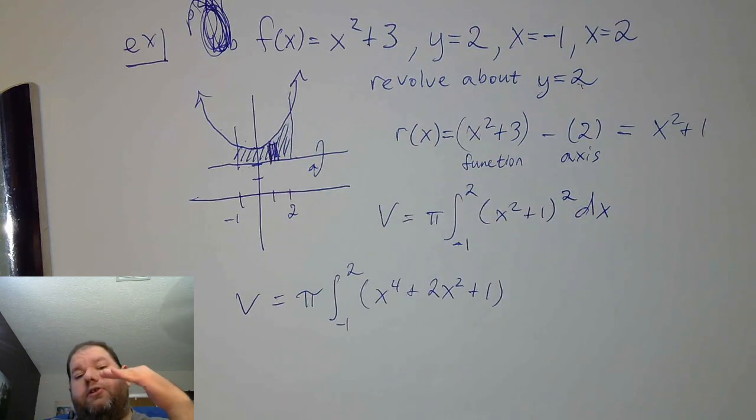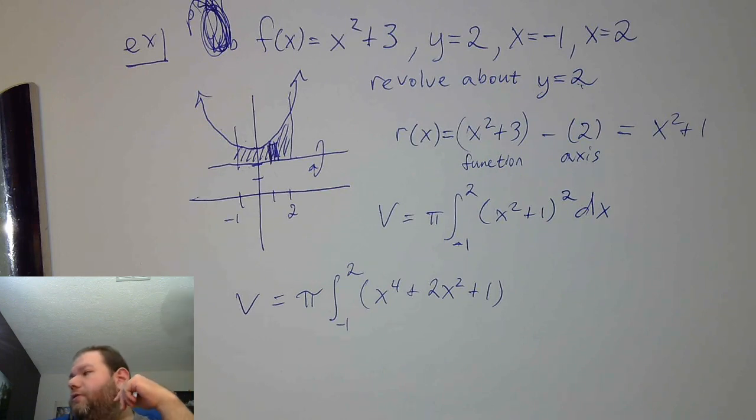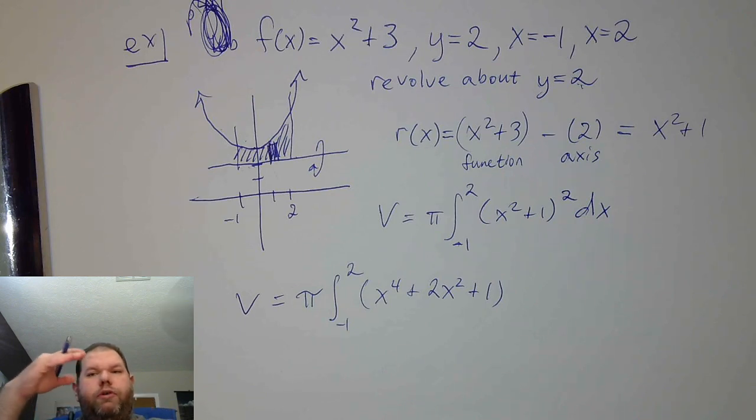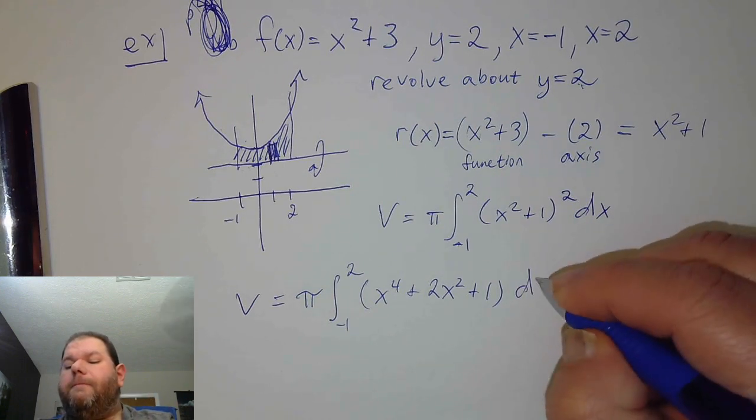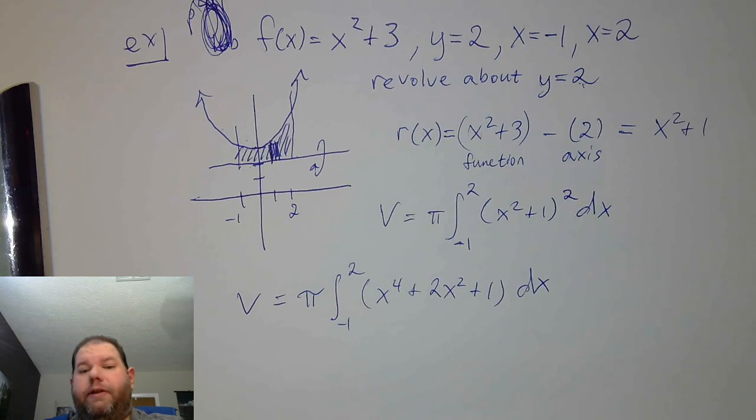But if they had been switched, then we would go the other way. We take the axis minus the function. So it's not literally always function minus axis. It also depends on orientation, which one is above the other. Hopefully that helps.